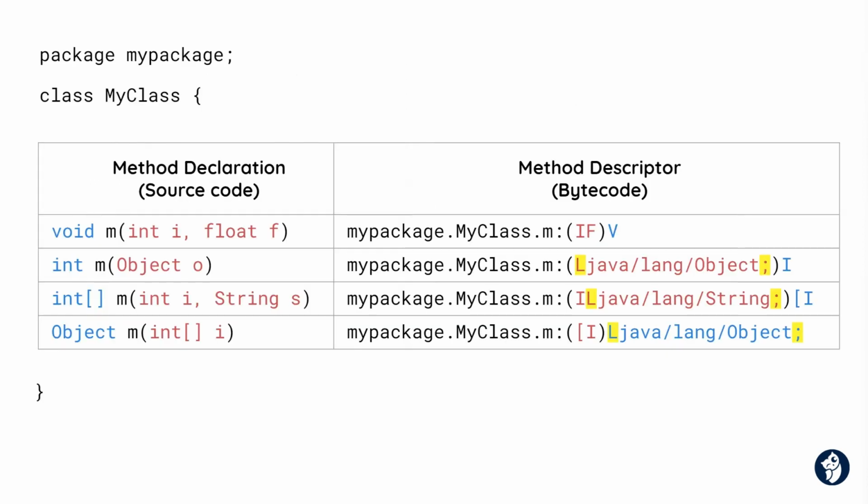Here are a few examples of method declarations in the source code and their equivalent description in the bytecode. Method parameters shown in red appear inside a pair of parentheses immediately after a colon. They are not separated by comma or empty space. The return type, shown in blue, must be declared after the method parameters.